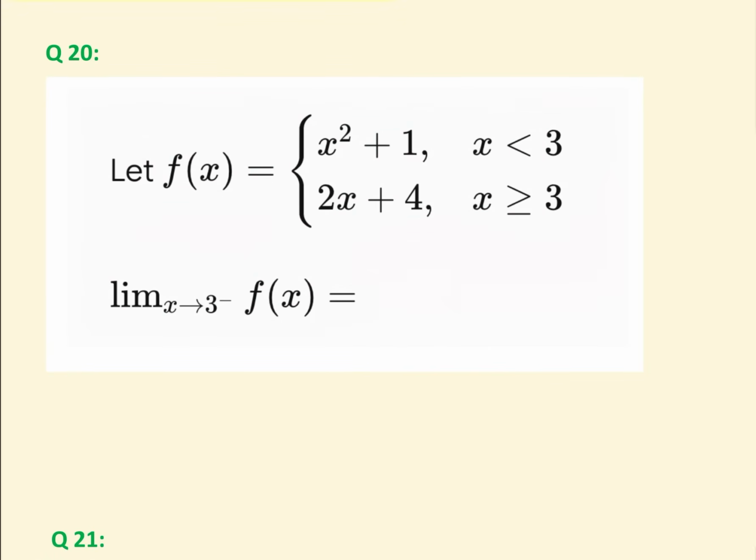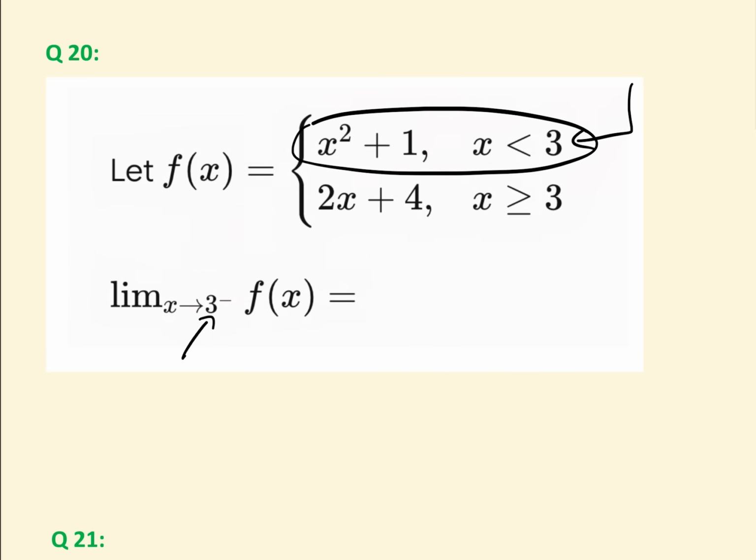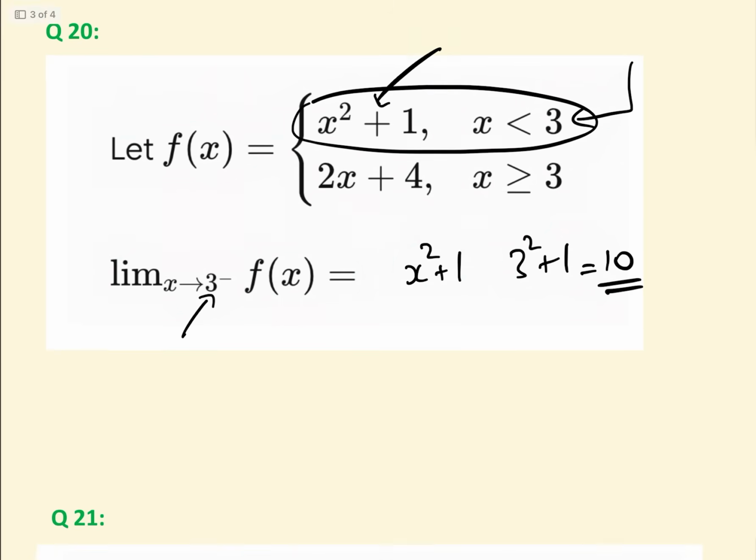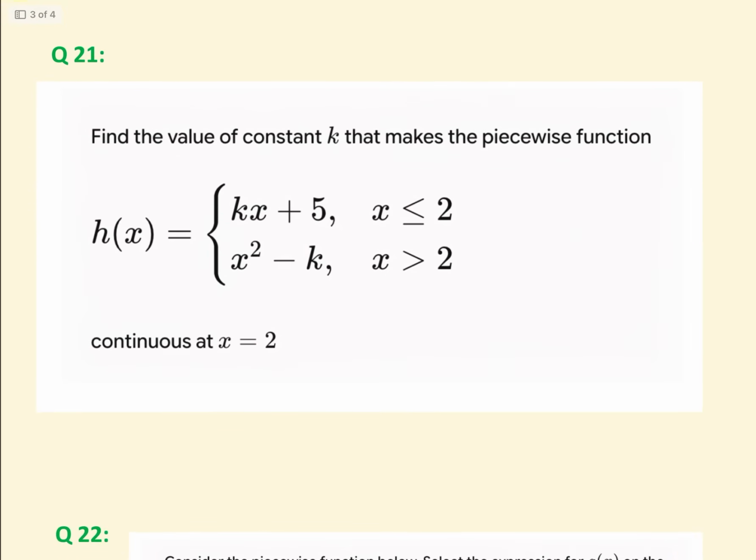Okay, question number 20. Again, we have to look at the limit as x approaches 3 from the negative side. This part of the piecewise function is where x is less than 3, so we look at this part of the definition. We put 3 into x squared plus 1, so that would be 3 squared add 1, which equals 10, and therefore the limit of f of x as x approaches 3 from the negative side is equal to 10.